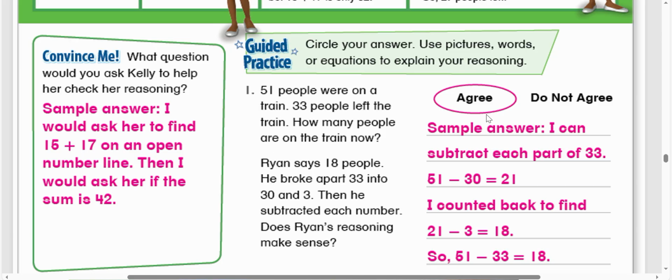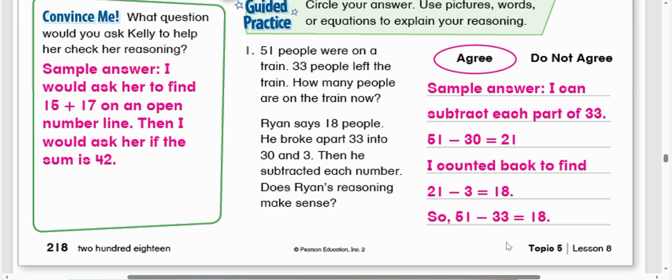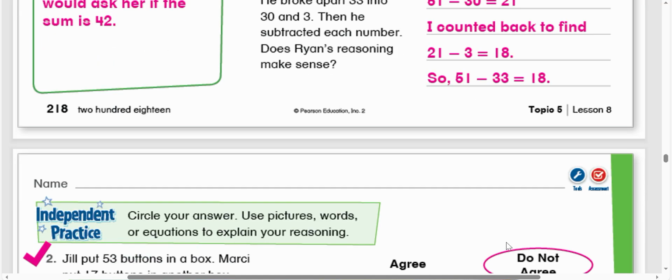That is correct. The simple answer here, we can write yes, agree, because I can subtract using the break apart strategy. 33 equals 30 plus 3. First step, 51 subtract 30 is 21, and then I count back 3 to find the answer. 21 minus 3 equals 18. So the result is correct. You can use the break apart strategy.